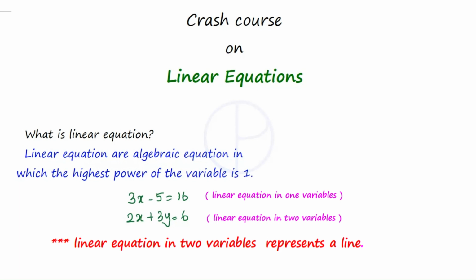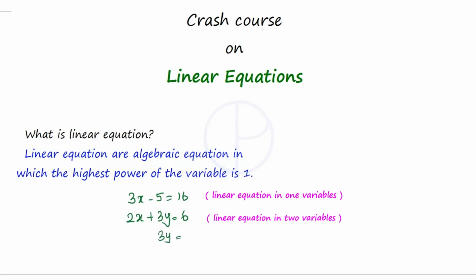Let's rewrite 2x plus 3y is equal to 6 as 3y is equal to minus 2x plus 6. Now divide both sides by 3. So we get y is equal to minus 2 over 3 x plus 6 divided by 3, which is 2. Now this is the equation of a straight line with the gradient minus 2 over 3. This equation has infinitely many solutions, and each solution is a pair x comma y that lies on a straight line when plotted on the graph.